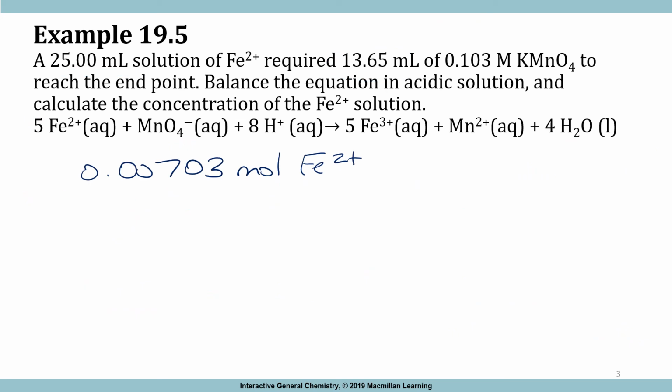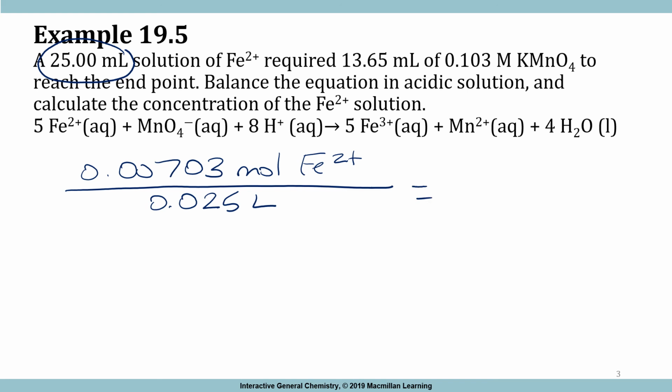So how do we figure out the concentration of Fe2+ if I have moles of Fe2+? Well, that is when we're going to be using the liters of Fe2+, and we're going to be dividing by that number. So I'm going to divide my moles of Fe2+ by the initial amount of the iron 2+ in solution. So that would just be 0.025 liters, and that would give us a concentration of Fe2+ of 0.281 molar Fe2+.